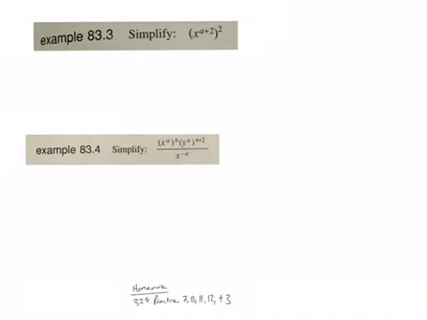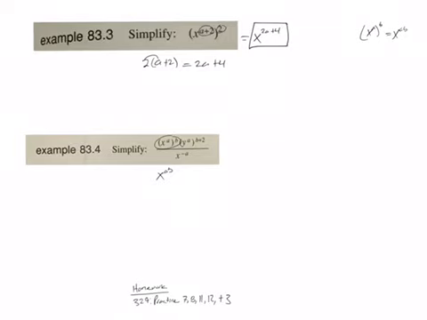Alright, this is example 83.3. This makes me think of that x to the a to the bth power is the same thing as x to the ab. So I need to multiply this and this. So let's see here. 2 times a plus 2 is the same thing as 2a plus 4. This is going to be x to the 2a plus 4.